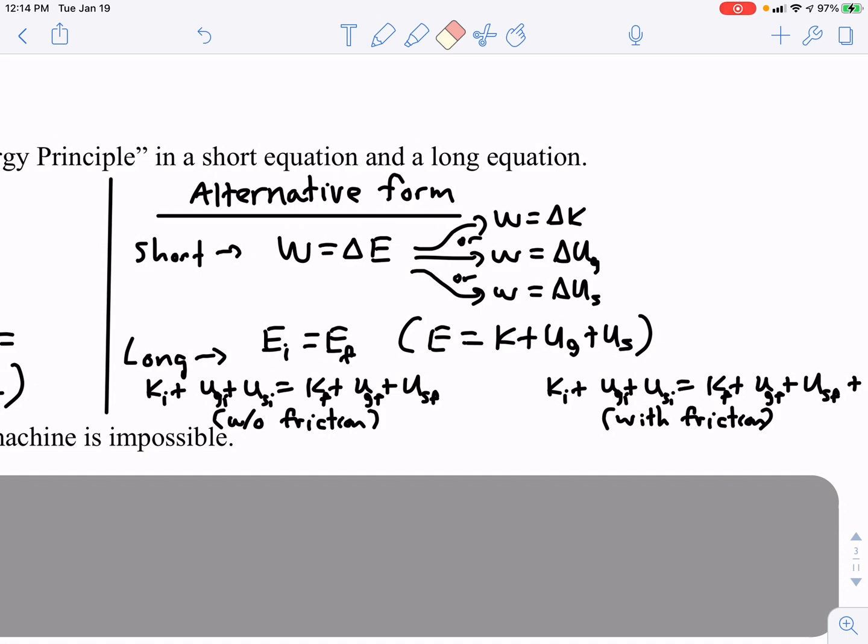But if we talk about mechanical energies, kinetic and potential, work could be seen as the change in kinetic energy, or work could be seen as the change in gravitational potential energy, or work can be seen as the change in elastic or spring potential energy. The longer version of that equation starts off very short. Total initial energy equals total final energy.